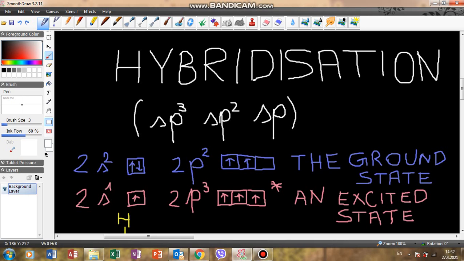Hello everybody. Today we are going to discuss hybridization of carbon atom. Before we start, we need to explain what hybridization really represents in the case of carbon atom. So hybridization is combining atomic orbitals to form hybrid orbitals. And in the case of carbon atom, we have three types of hybridization: sp3 hybridization, sp2, and sp hybridization.